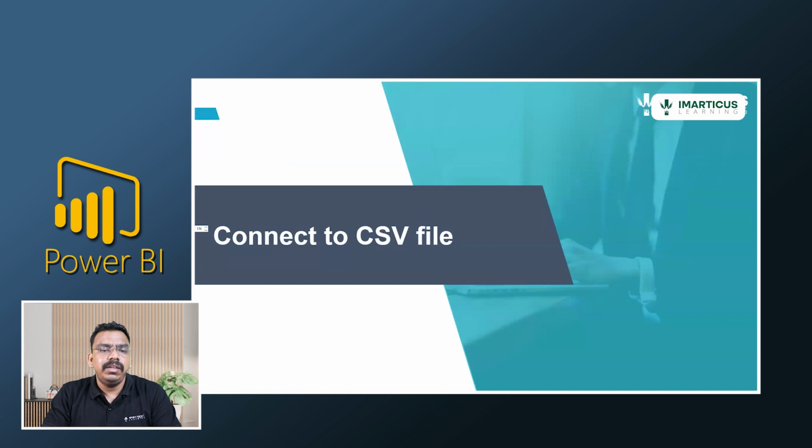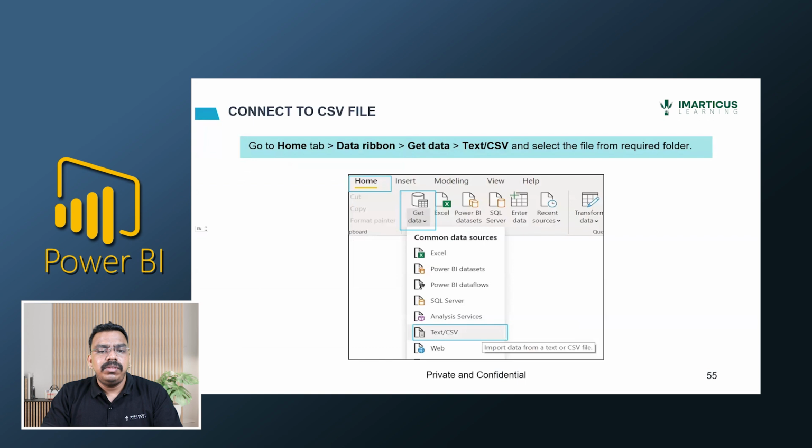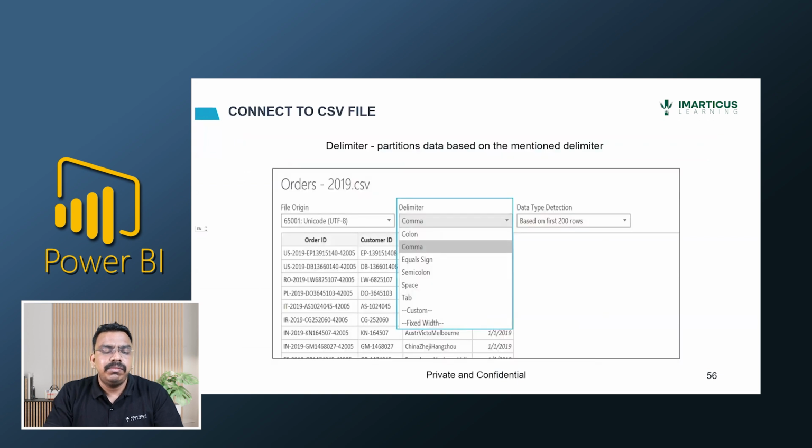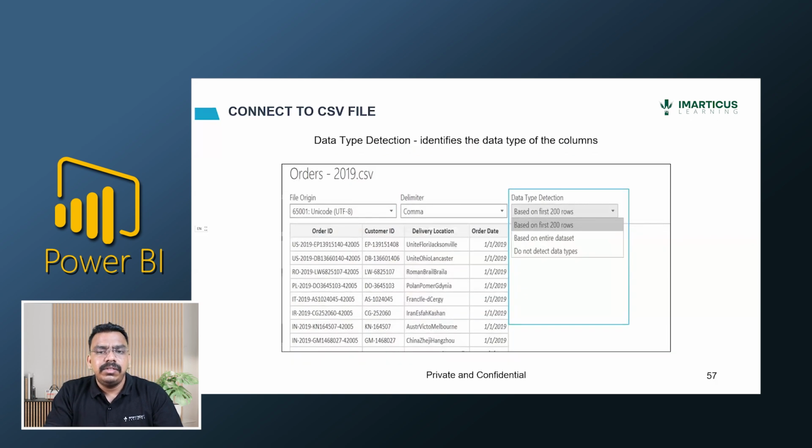We can also connect the data through CSV files. Just go to the same data ribbon, click on get data, and you can find the Excel file or CSV file. In this CSV file, it asks you for the delimiter. So select the delimiter as comma or any required separator. Once you select the separator, there is an option called data type selection. By default, Power BI selects the data types based on the first 200 rows.